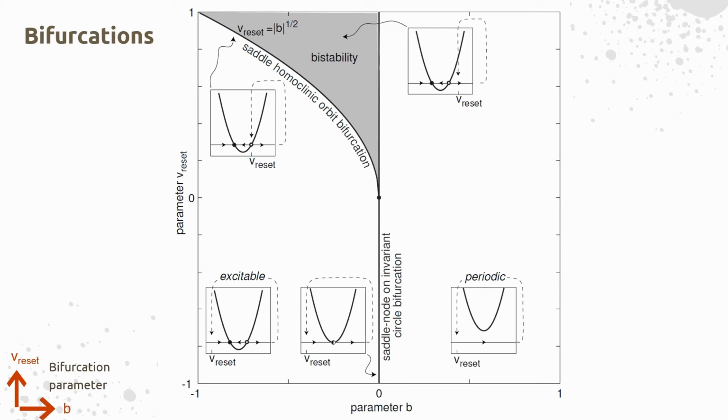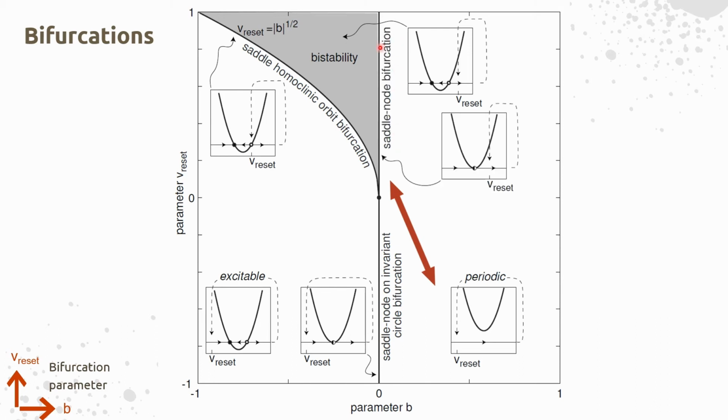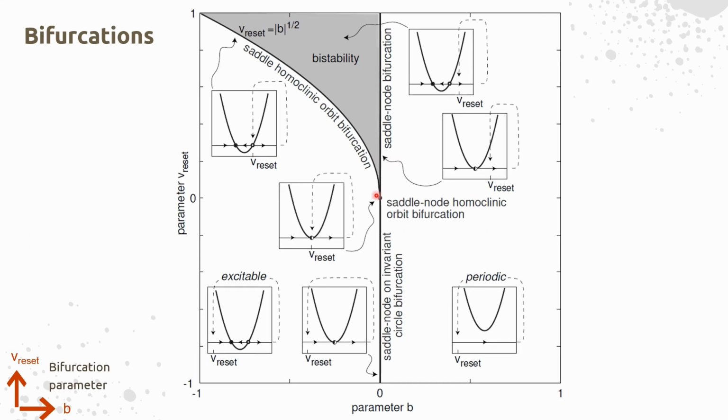And then we have for now our last transition from here, our bistability area, to here our periodic behavior as seen on the bottom right. And thus we transition into a saddle node bifurcation as seen here. And where all these behaviors meet, we then even have the saddle node homoclinic orbit bifurcation.